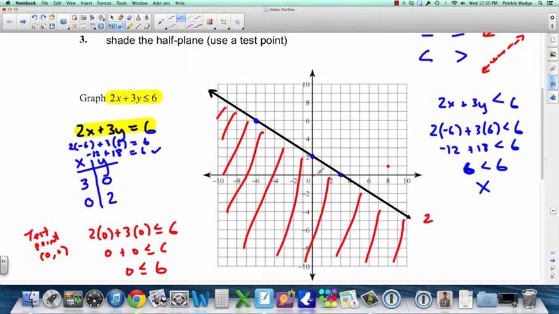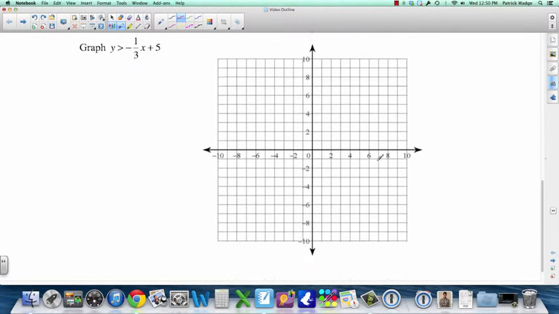So 2 times the x value, which is 8, plus 3 times the y value, which is 1, is less than or equal to 6. 16 plus 3 is less than or equal to 6. 19 is less than or equal to 6. Is that true? No, that's not true. So you would not shade this side because it didn't work. That's it. That's how you do these. Let's do another one way faster.